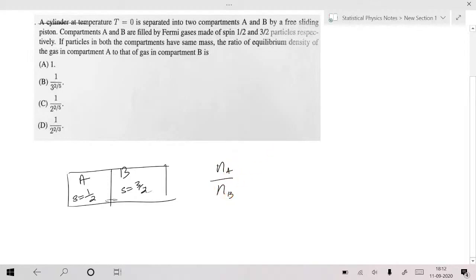Whenever we try to find the number of states or number of particles, we multiply that by a factor of 2 in case of half spin, and in case of 3 by 2 spin, we have to multiply by, I think, 4. Then what are you thinking? Just compare the densities then. Then I think you will not get any of these options, am I right? You are thinking that the ratio will be 2 by 4 or 1 by 2 like that. No, there is no answer like that. You are forgetting this one.